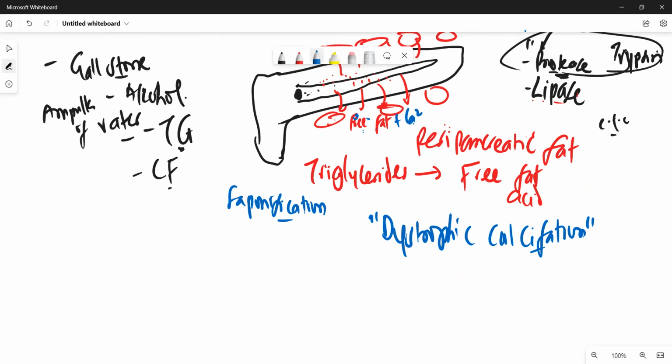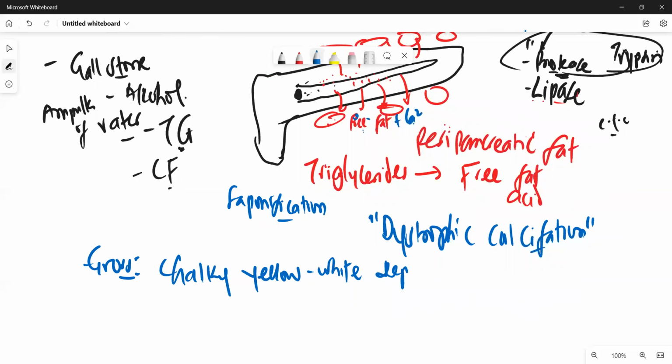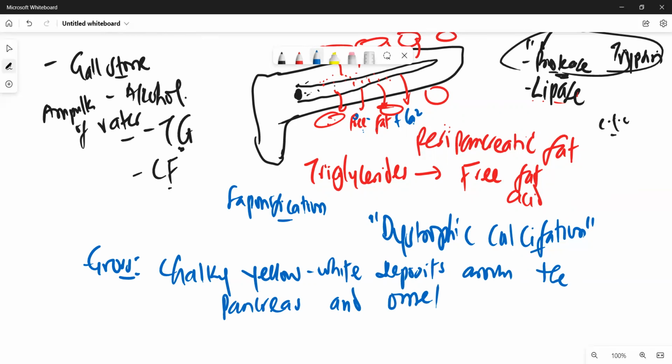And on the gross finding, what are we going to see? You want to see those chalky, yellow-white deposits around the pancreas. And then sometimes it can also be on the omentum.